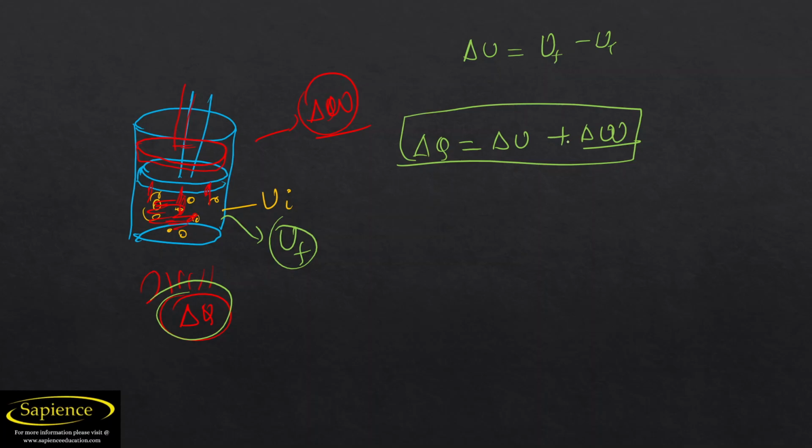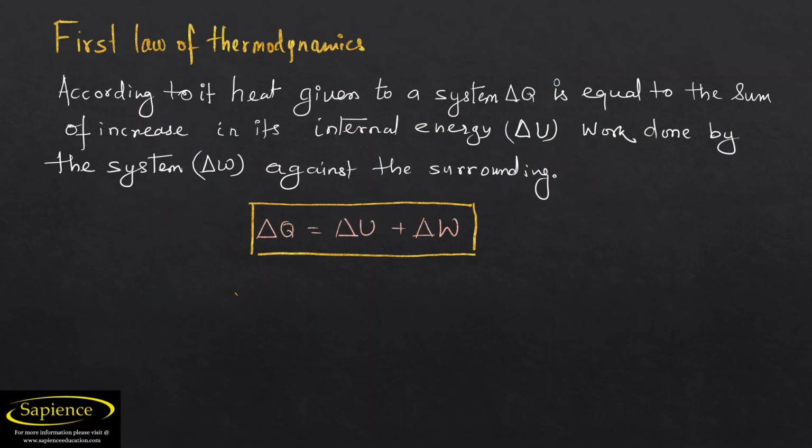So finally we can conclude that the work done by the gas plus the change in internal energy is equal to the heat supplied. Whatever heat we are supplying to this piston is converted into a change in internal energy, and work is done by this piston cylinder. And this is what the first law of thermodynamics states.